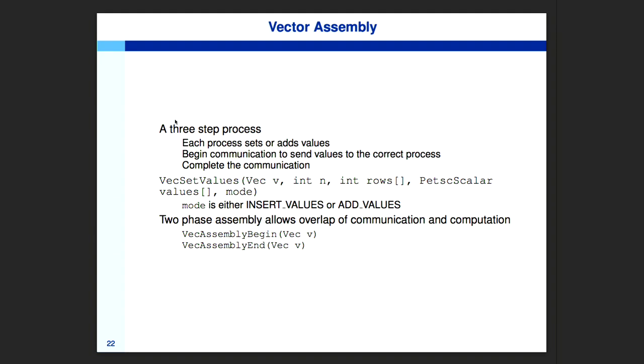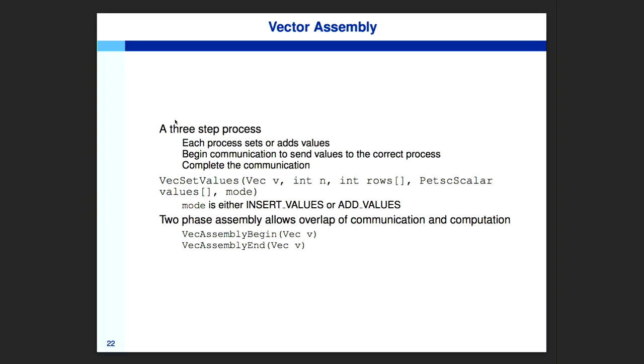VecSetValues indicates whether you're either inserting values into a vector or adding values. Typically, for example, if you're doing a finite difference discretization, you'd be inserting values. Oftentimes with finite elements, it's more natural to use add values, where you're building up contributions from particular elements. And then after that phase, we do the VecAssemblyBegin and End in order to do the communication that may be necessary for vector entries that are not assembled locally.